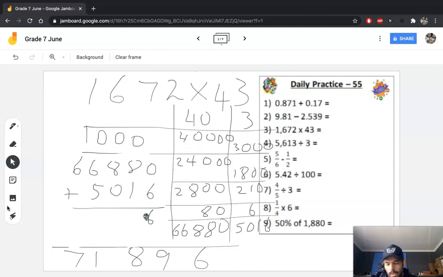So are the 6s the same? Yes, they are. Are the 9s the same? Yes, they are. Are the 8s the same? Yes, they are. The 1s the same? Yes, they are. And the 7s the same. So I'm happy that both methods have resulted in the correct answer.